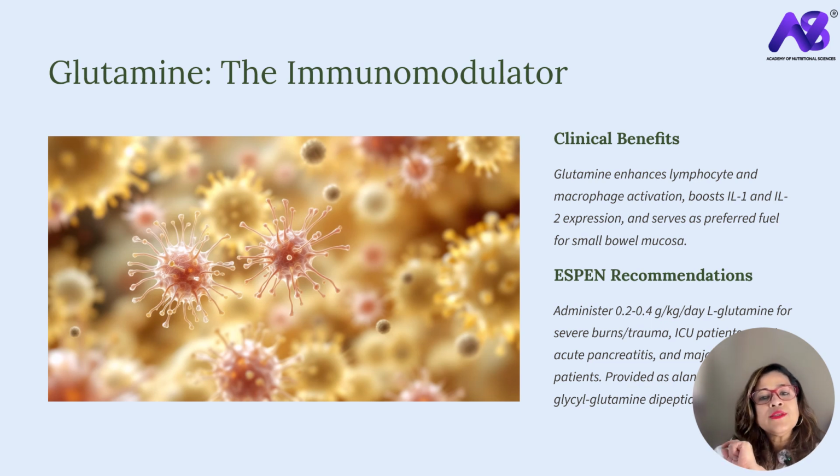Okay, so what does ESPEN recommend? As per the European Society of Clinical Nutrition and Metabolism, they say that severe burns, trauma, and ICU patients requiring PN, if there is acute pancreatitis or if there is a major surgery, then you need to give L-glutamine, where the dose is around 0.2 to 0.4 grams per kg per day, which is almost equivalent to 0.3 to 0.6 grams of L-glutamine dipeptides. So, why is it given as a dipeptide?